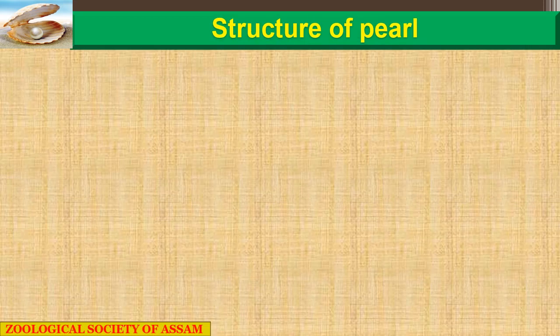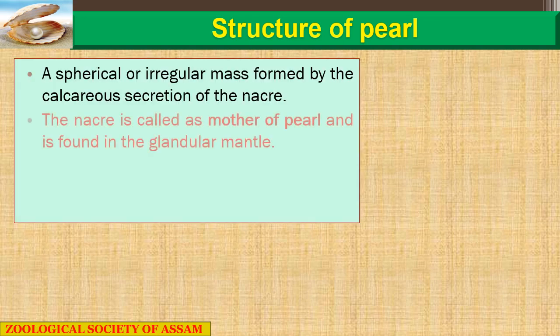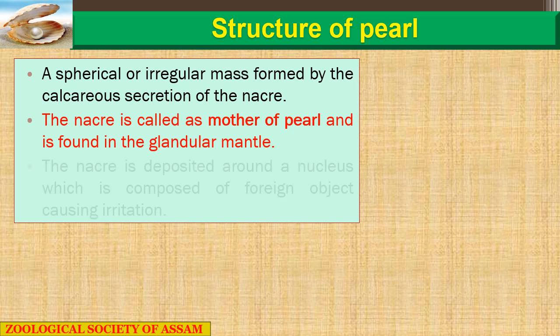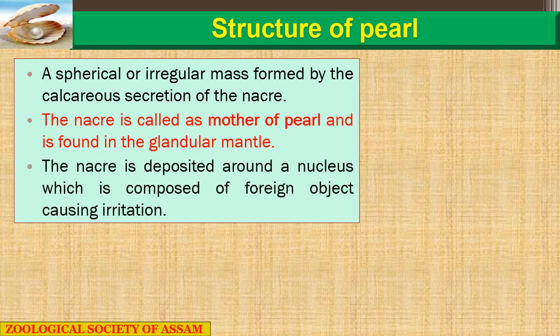Structure of pearl. Pearl is a spherical or irregular mass formed by calcareous secretion of the nacre. The nacre is called mother of pearl and is found in the glandular mantle of the mollusk. The nacre is deposited around a nucleus which is composed of a foreign object that causes irritation in the animal.